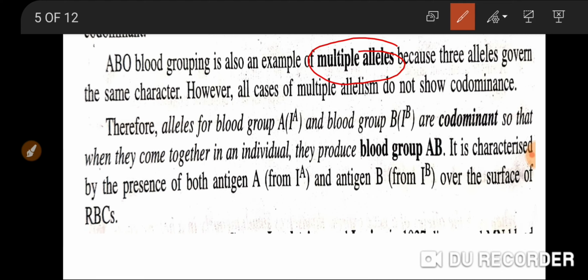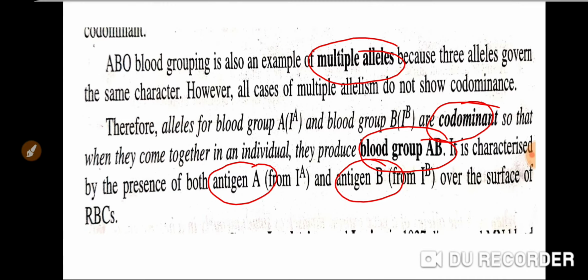So we can conclude that the alleles for blood group A and blood group B are codominant, that is, IA and IB are codominant alleles, so when they come together in an individual, as I already mentioned, they will produce the blood group AB. It is characterized by the presence of antigen A as well as antigen B over the surface of the RBCs. Now let's try to understand the inheritance pattern of these codominant alleles.